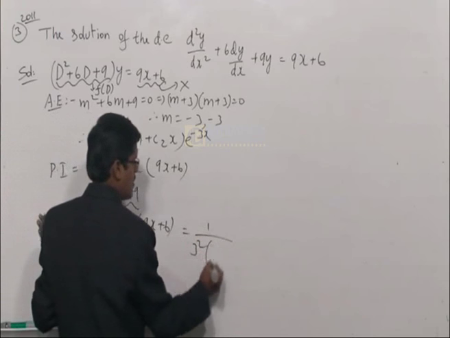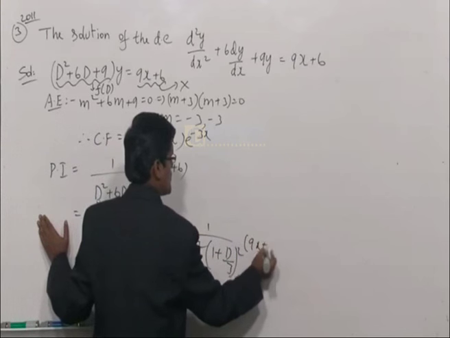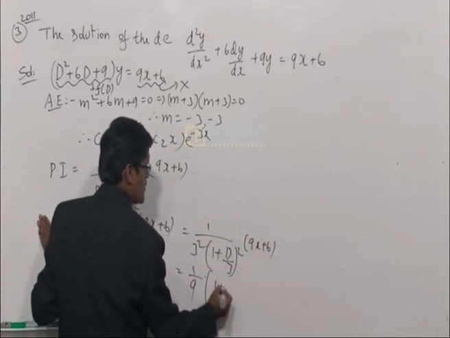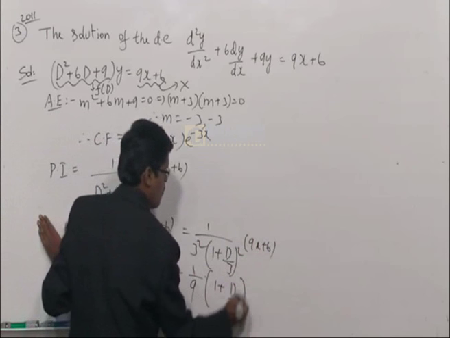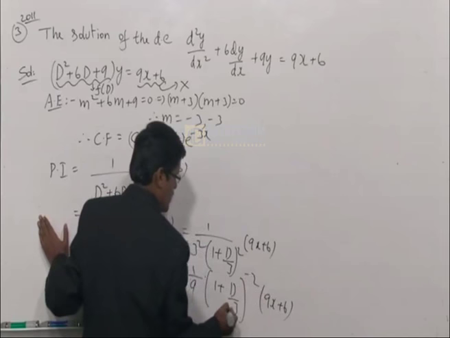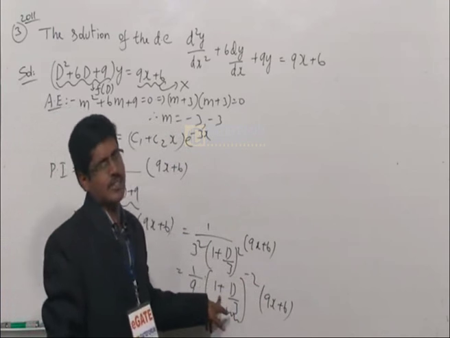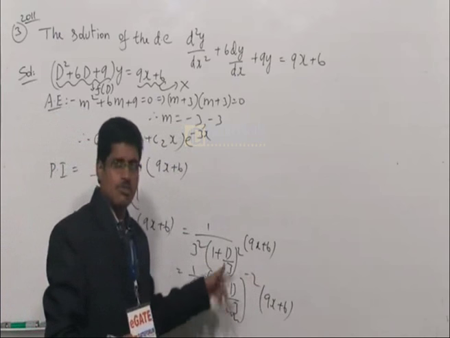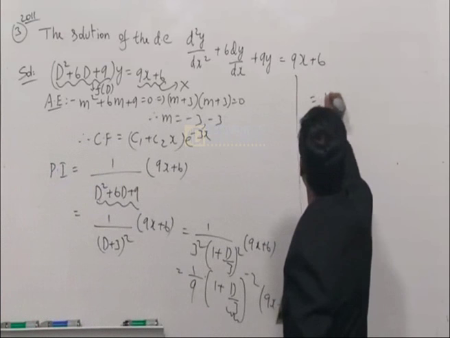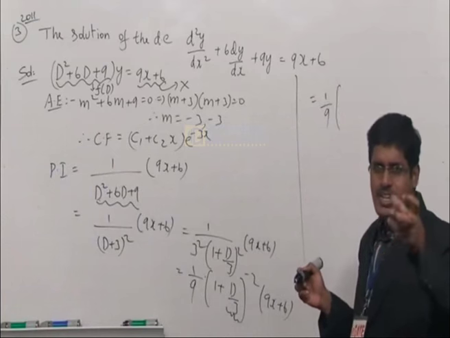3 from square becomes 3 square. 1 plus D by 3 whole square into 9x plus 6. And this is 1 by 9, sending it to the numerator, 1 plus D by 3 whole power minus 2 into 9x plus 6. It is in the form of 1 plus x whole power minus 2, the second expansion, but I gave 1 minus x whole power minus 2. Just substitute the alternative symbols. Okay, that is equal to 1 over 9.